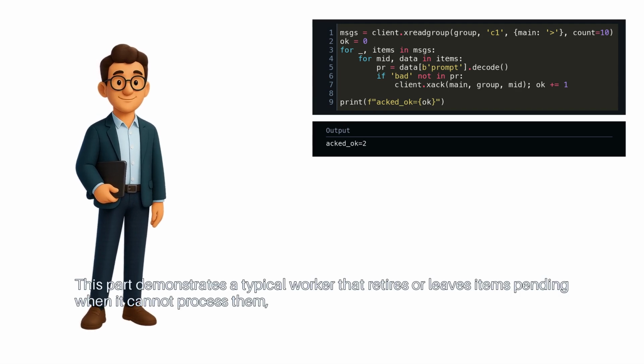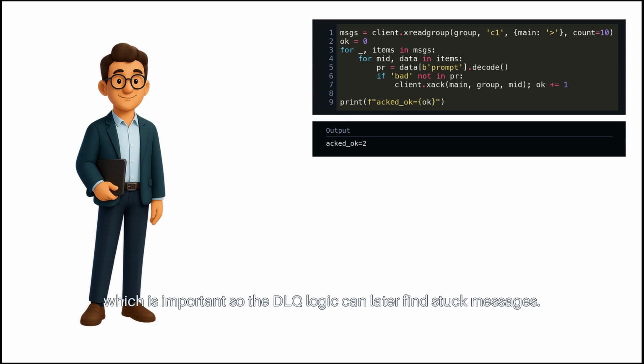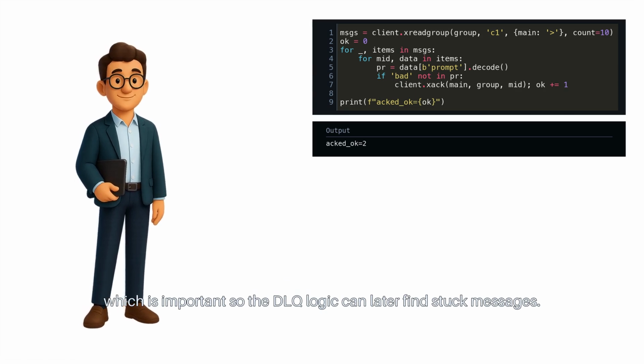This part demonstrates a typical worker that retries or leaves items pending when it cannot process them, which is important so the DLQ logic can later find stuck messages.